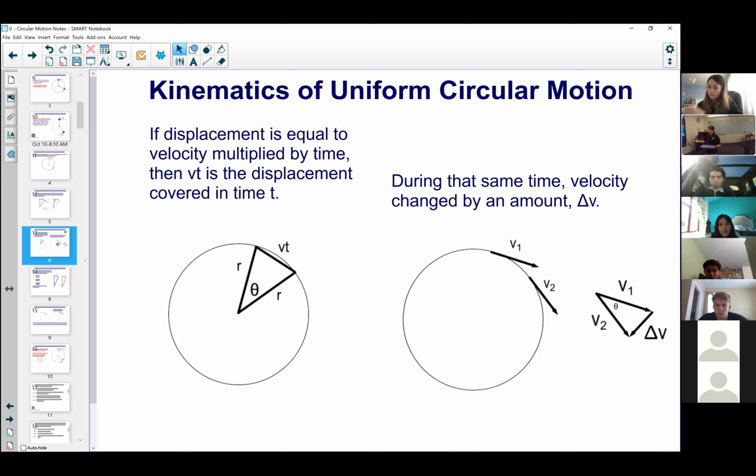All right, the next term is frequency. Could I get someone in the Zoom to read this one for us? I'll read it. Another useful measurement in circular motion is how often a cycle repeats. For uniform circular motion, the number of revolutions that an object completes in a given amount of time is called the frequency of its motion. The symbol for frequency is a little f, and the units we measure with are hertz, or per second.